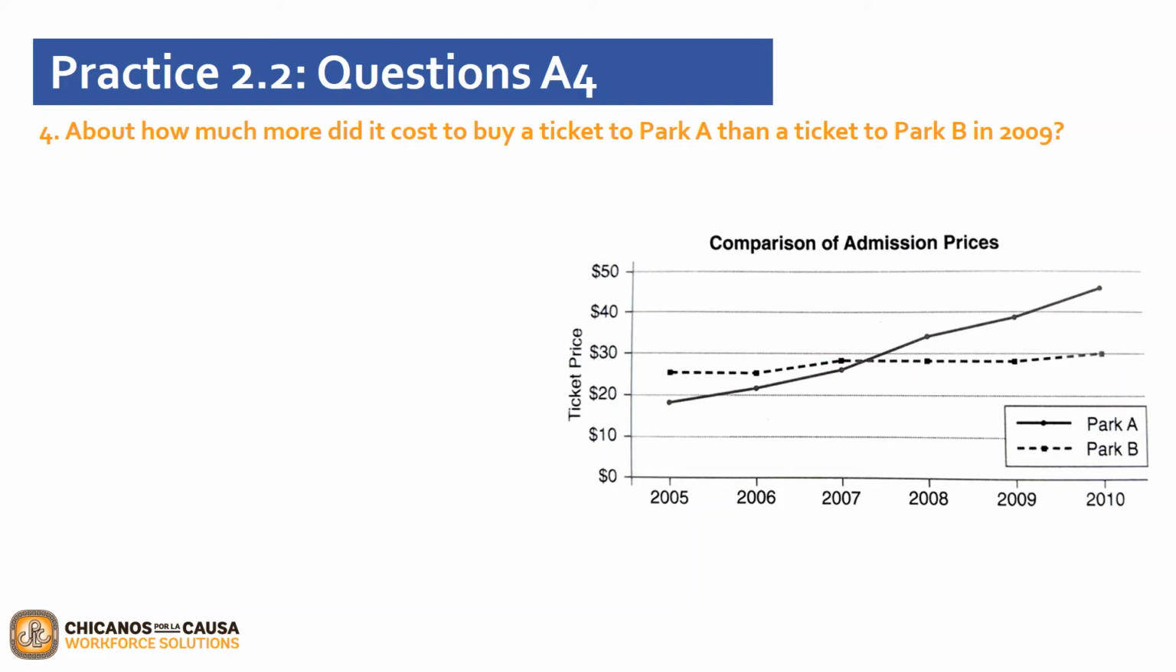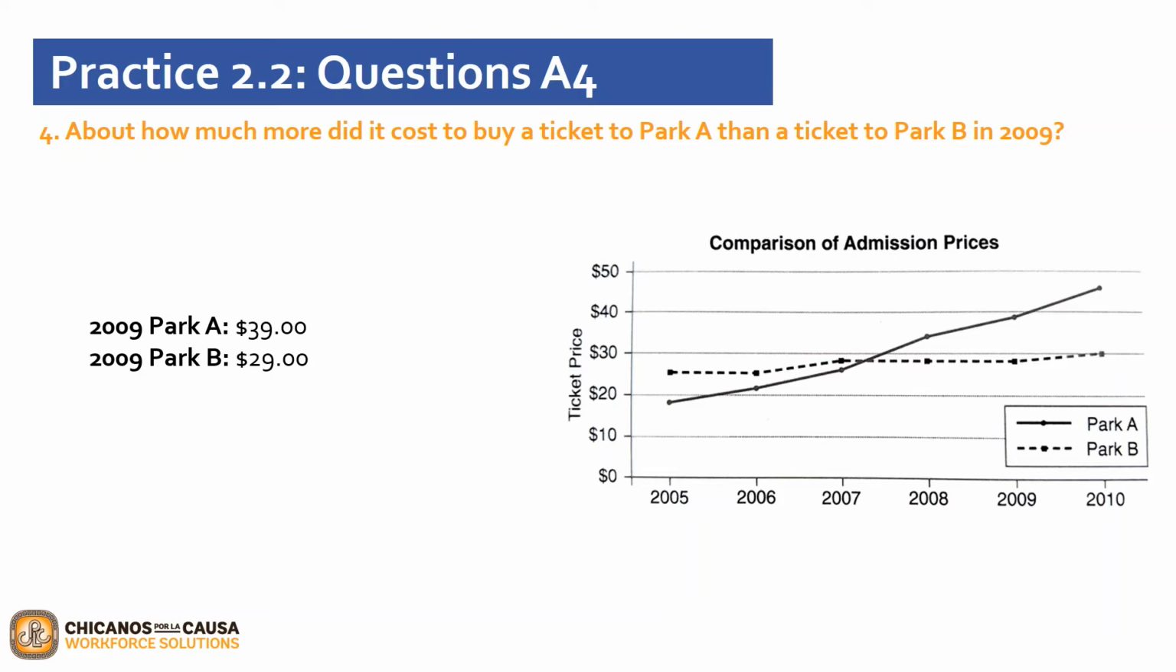So let's go ahead and look at the data that's represented. We can see that in 2009, Park A had a ticket cost of about $39. That's an estimation, as you can see that the dot or the intersect point between 2009 and $40 is not exactly the same. So it's not right in the middle. It's a little bit below. So it's about $39. Now, in 2009, Park B, represented by the dotted line, had a ticket cost of about $29.